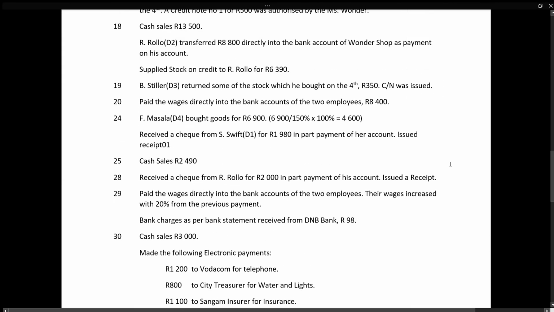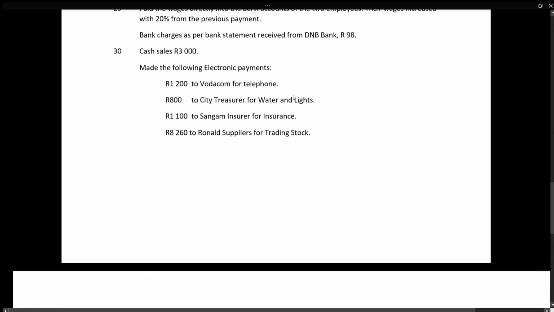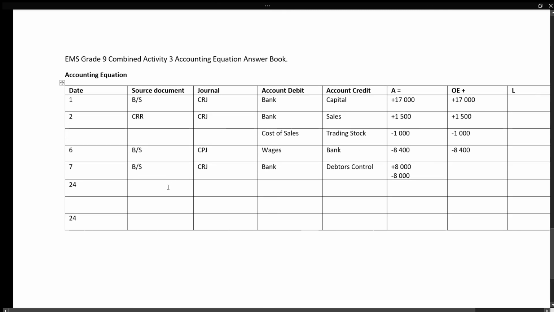Let's have a look at the transaction on the 24th. F. Masala bought goods for 6,900 Rand. I see I already put the calculation for cost price in here. I will take my selling price 6,900, divide by selling price percentage, multiplied by cost price percentage, and I will get my cost price of 4,600 Rand. So F. Masala bought goods for 6,900 Rand, and then we will issue him an invoice. You need to remember this is a debtor, so he still owes us the money. The source document will be an invoice.